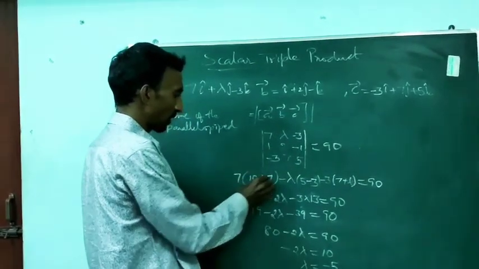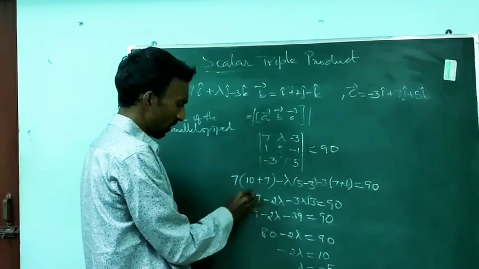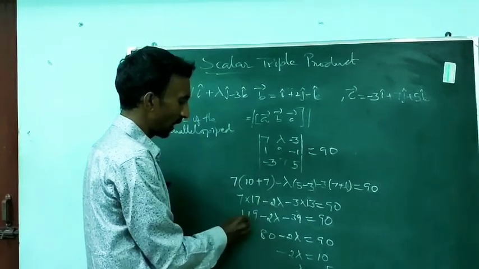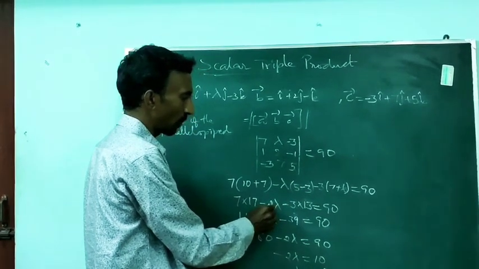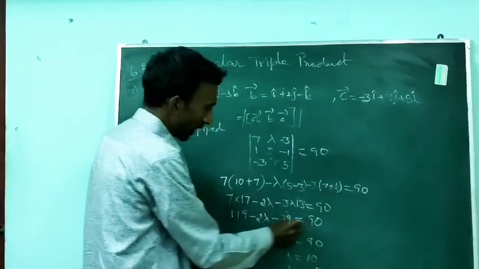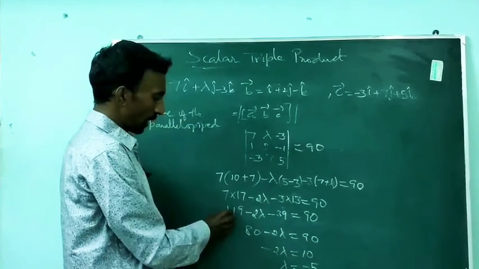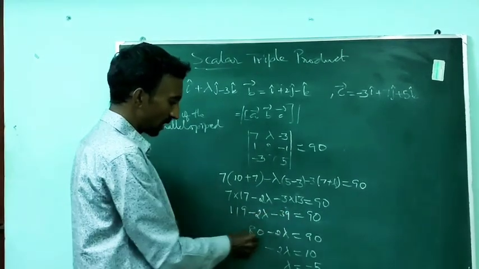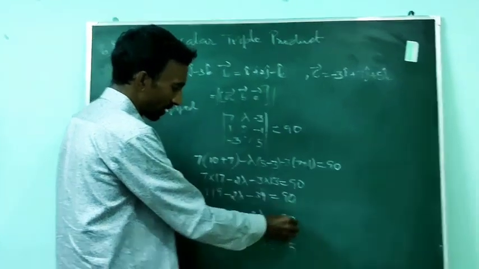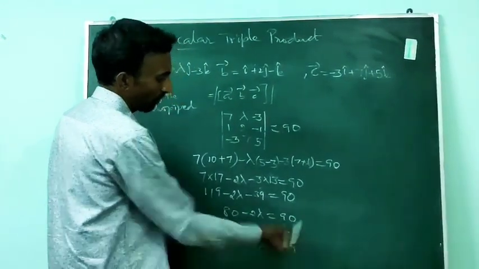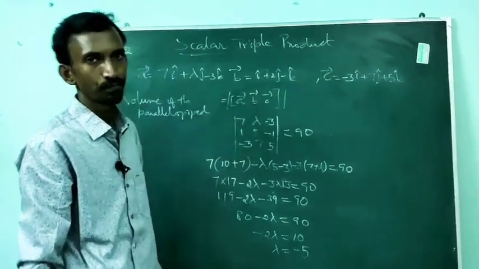So 10 plus 7, 17. 7 into 17, 119. This is 2 lambda, so minus 2 lambda. 3 into 13, 39. So 119 minus 39 is 80. So minus 2 lambda equal to 90 minus 80, 10. So lambda we are getting as minus 5.